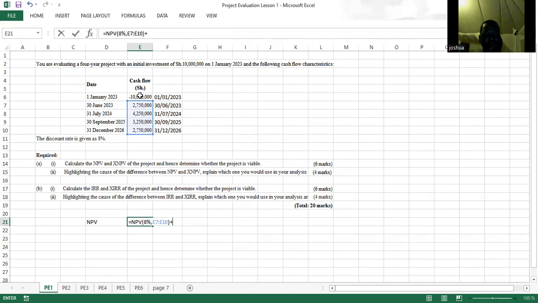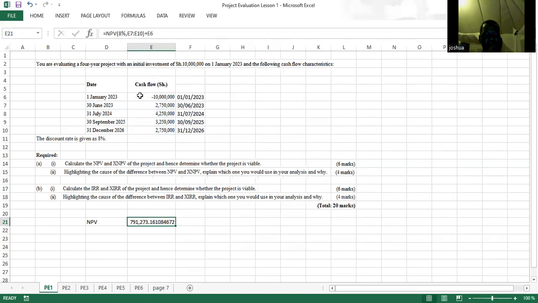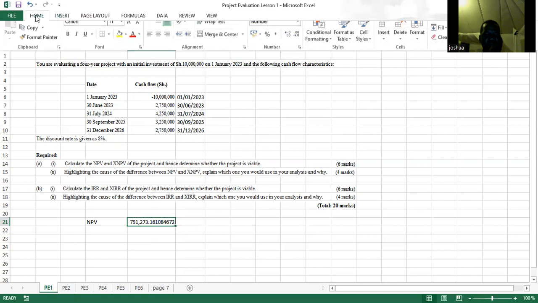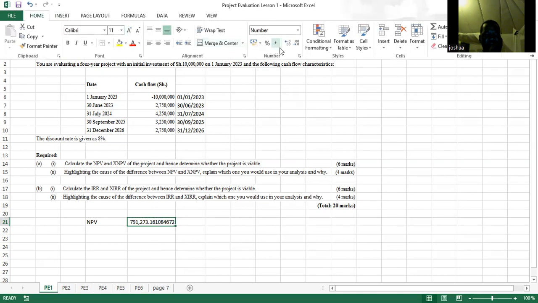Then we add the cash outflow, because NPV is present values minus the cash outflow. Then you press Control Enter, and it gives you an answer there. You can reduce the decimal places to 2 decimal places. You see the project has a positive NPV, so it's viable.